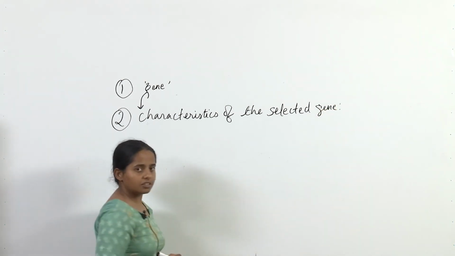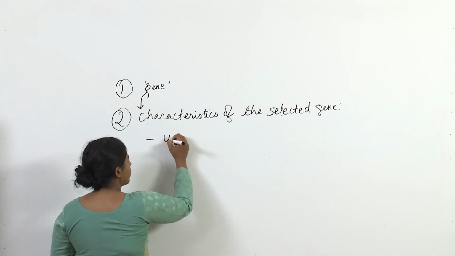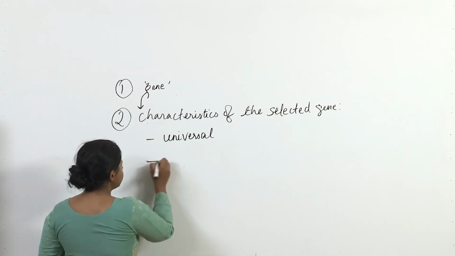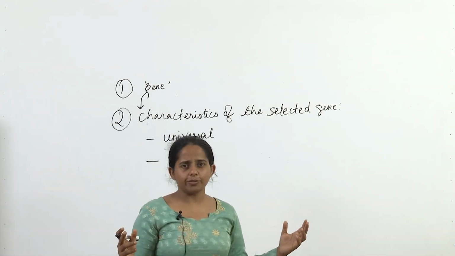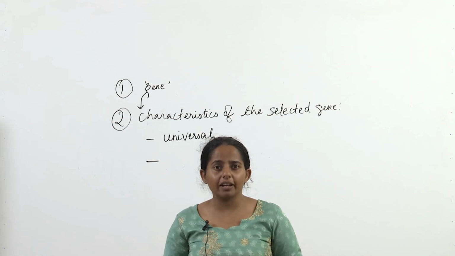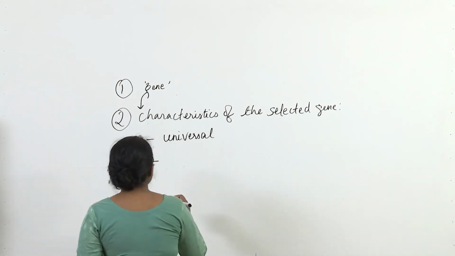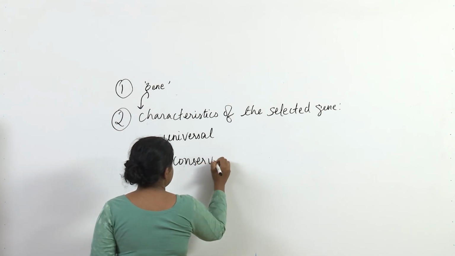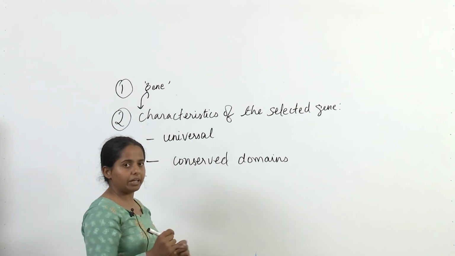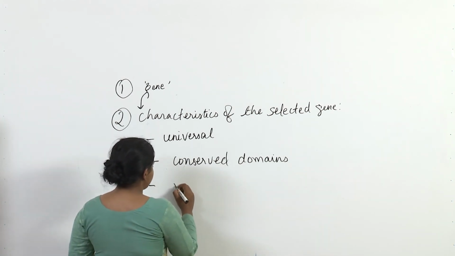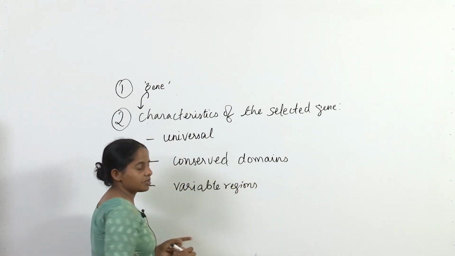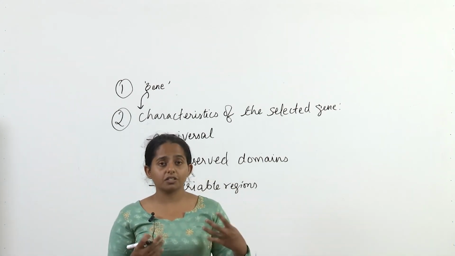So let us look at the characteristics of the selected gene. First, it should be present in all microbes that I am interested in, that is, it should be universal. Second, it should not be so different in microbes that I cannot even align them, I cannot even start measuring their similarity and dissimilarity. So there must be some conserved domains, to serve as the starting point for my alignment and my analyses. And the next is, there should be some variable regions. As microbes evolve, these variable regions undergo change, but conserved domains remain the same.